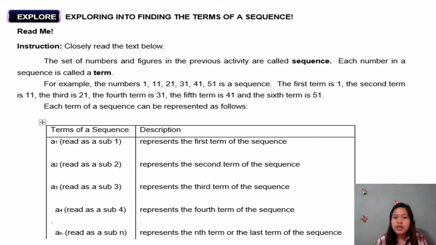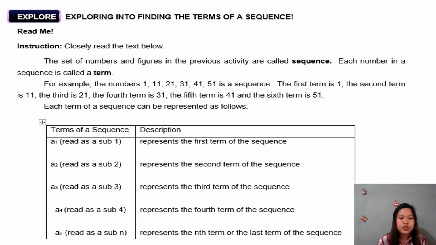Now the question is, what do you think is our sixth term? And to answer that, first I want you to understand why we need to study the sequence. Each term of a sequence can be represented as follows. We denote our terms into this notation.